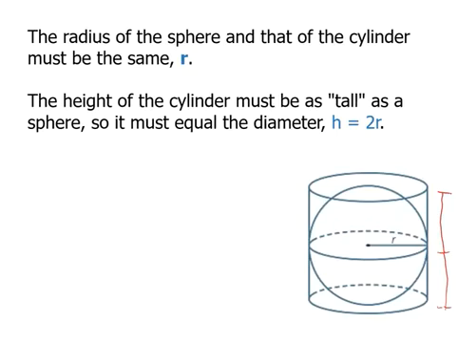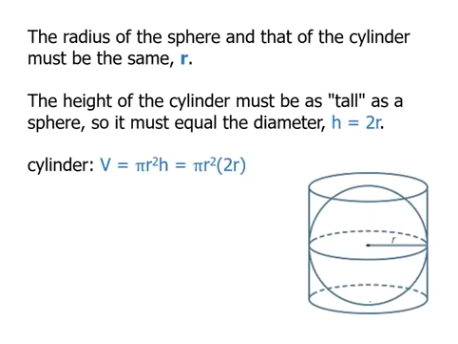Another way to say that is that from this point at the top to this point at the bottom is a full diameter, and a diameter, of course, is 2r. So that's the height. The height is 2r. So volume of a cylinder is V equals pi r squared h, and for that h we're going to plug in 2r. So what we get is 2 pi r cubed. So that's the volume of the cylinder.